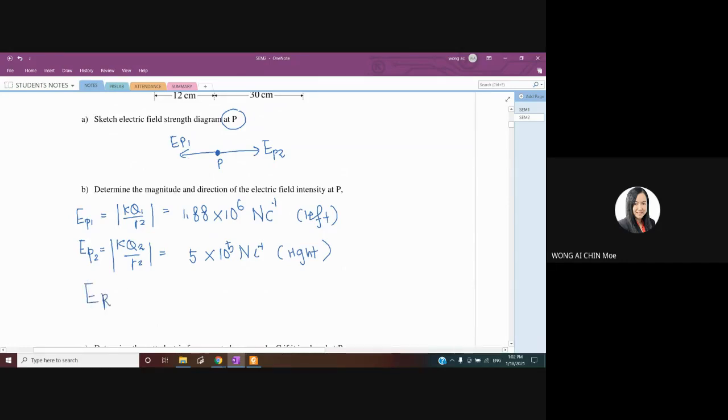So the resultant on point P will be EP2 positive because it is to the right, plus negative EP1 because it is to the left. You will get the answer negative 1.38 times 10 to the power of 6 Newton per Coulomb. Negative here shows that the final direction is towards the left.